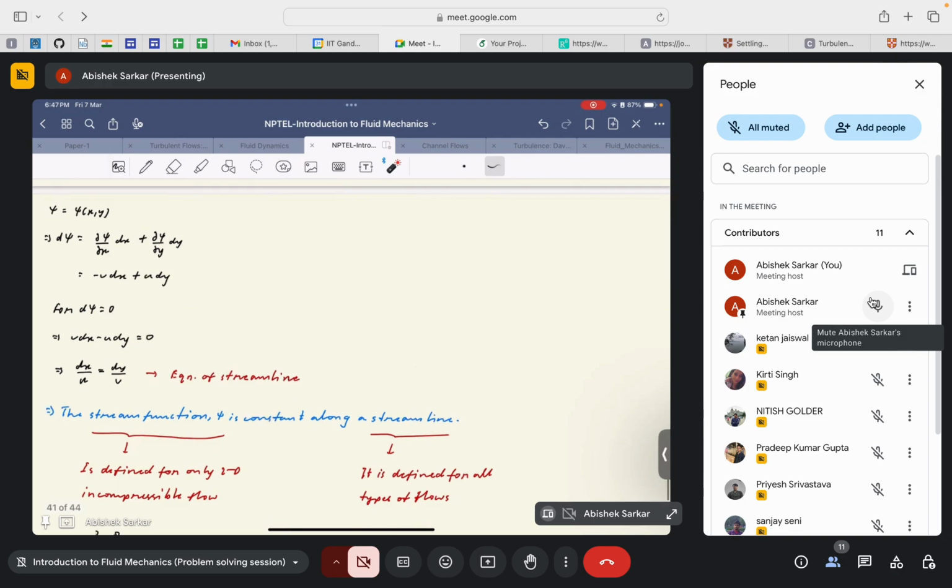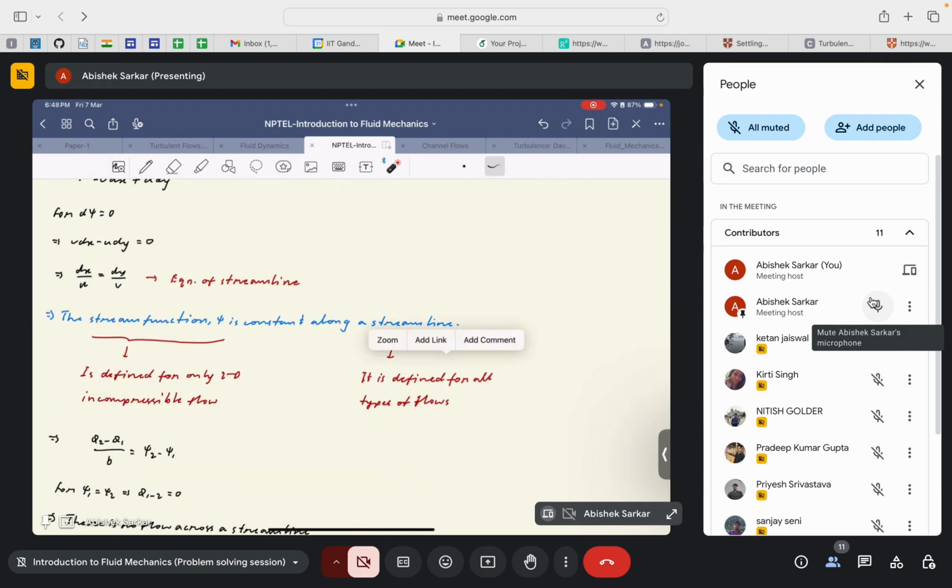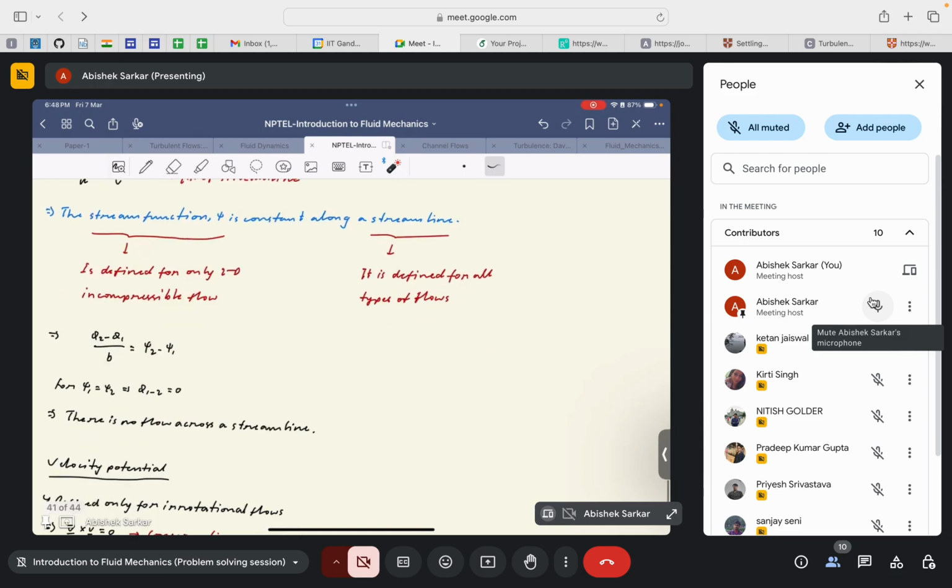Two very important points to note. The stream function psi is only defined for 2D incompressible flow, but the streamlines are defined for all types of flows. While we were discussing streamlines, there was no underlying specification regarding in what cases we can define them. It was told that it's an instantaneous fluid visualization technique, where the tangent along the streamline tells us the instantaneous velocity at that particular point. So there were no specifications mentioned while defining streamlines, so it is applicable for all types of flows.